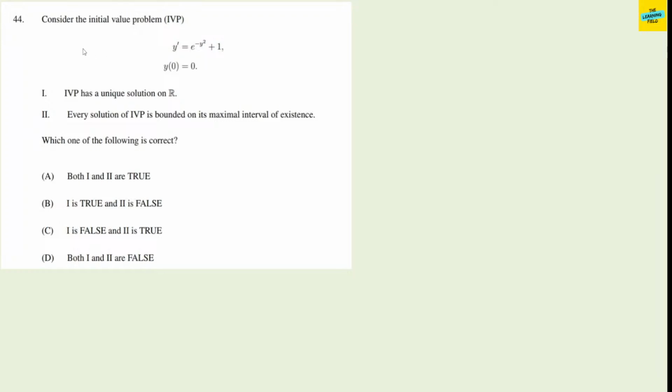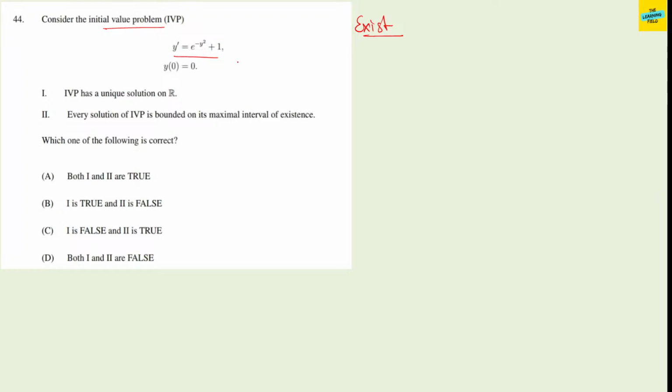Next question. Question number 44. It says, consider the IVP. This IVP has a unique solution and the maximal interval of existence. So these questions are clearly based on the existence and uniqueness theorem. So what does the existence theorem say?